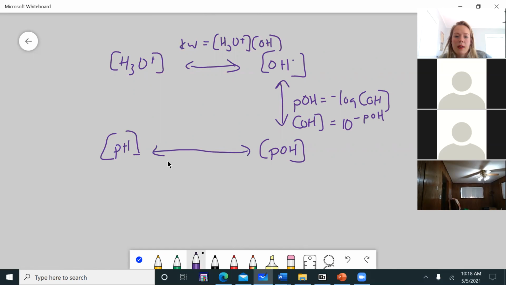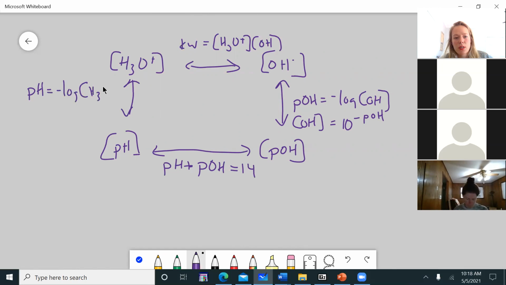Here, we've got pH plus pOH will always equal 14. And then here, these mirror what these things say over here. So pH is equal to the negative log of the H3O plus, and the H3O plus concentration is equal to 10 to the negative pH. We can mess around on this side a little bit.